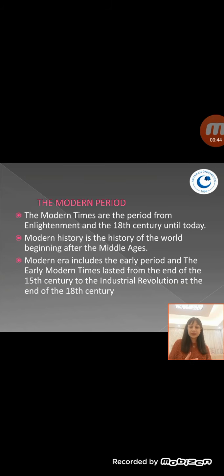The modern period, what's the modern period? The modern times are the period from the Enlightenment and the 18th century until today. Modern history is the history of the world beginning after the Middle Ages. This is very important. The modern era includes the early modern period, which lasted from the end of the 15th century to the Industrial Revolution at the end of the 18th century.